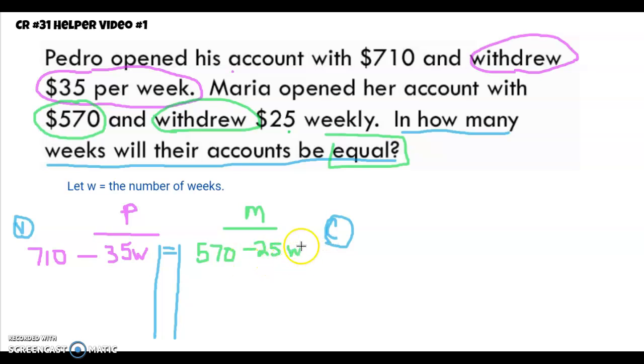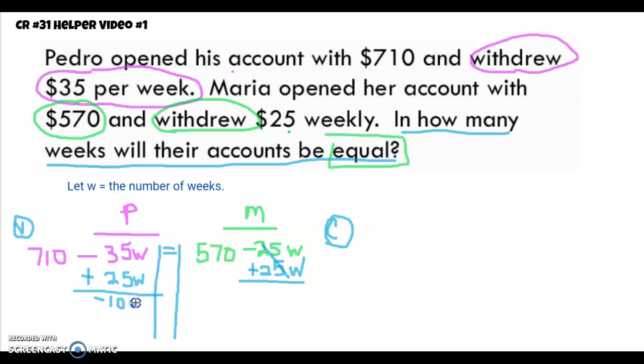So in order to do that, I have to move this negative 25W to the variable side. The opposite of a negative 25W is a positive 25W. Now remember, the reason why I'm adding 25W is because I want to move the entire term negative 25W to this side. I don't want to only focus on the negative 25. The whole term needs to move, including the W's. So that's why I am going to add 25W to both sides. Negative 35 plus 25W is negative 10W.